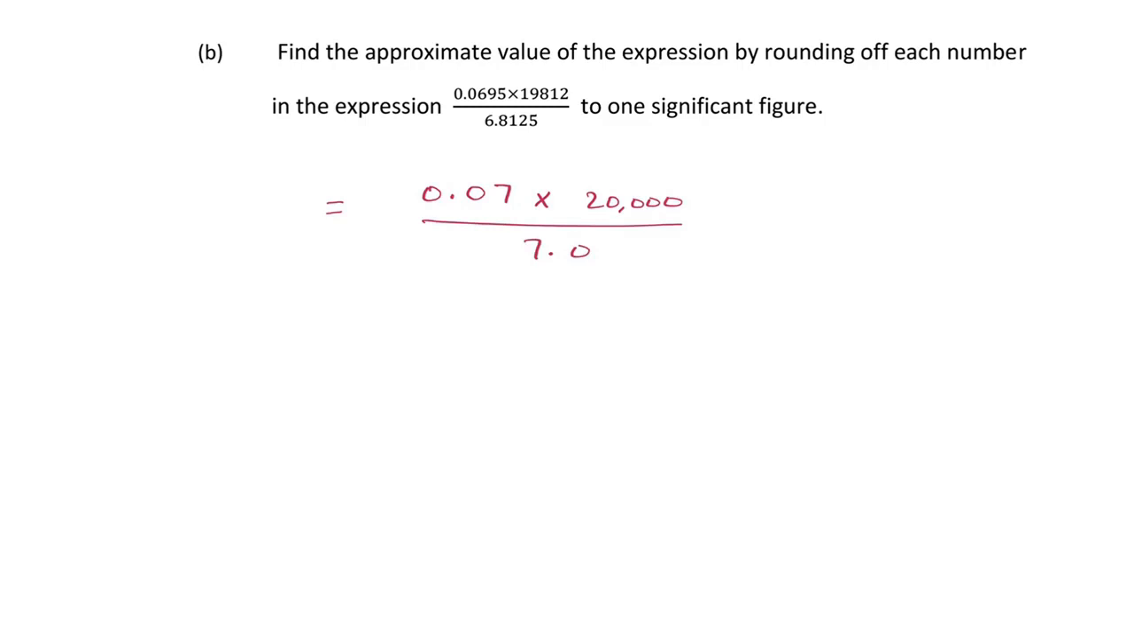Okay, so now let us simplify the numerator. The expression is going to be 1,400 over 7.0. So dividing this expression, our answer is going to be 200. And this is going to be our final answer.